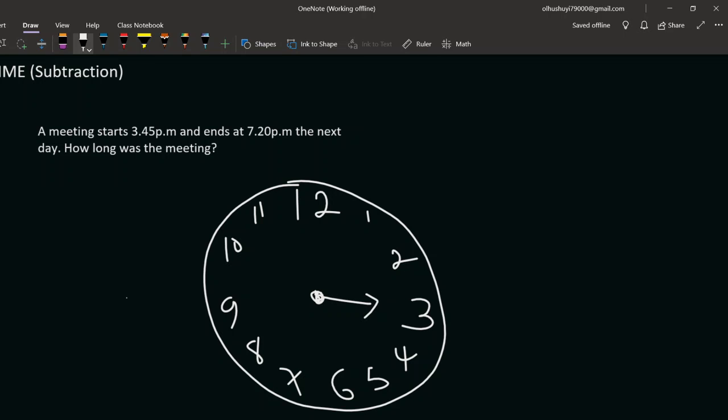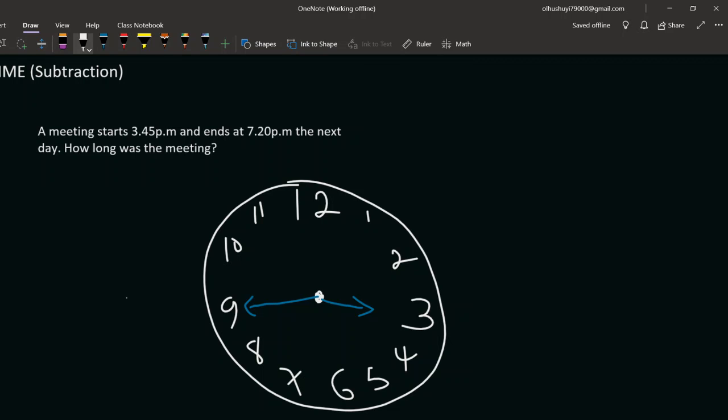You can draw this dummy clock. This is 3 and this is 45. Don't forget the one at 45 will be longer. Okay, let me use a different color. This is 3:45 p.m. So from 3:45 we're going to 7:20 p.m. the next day.